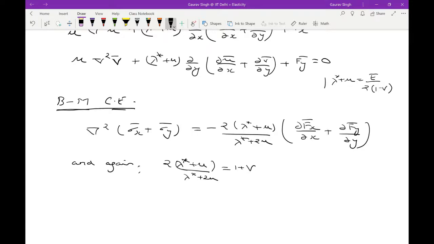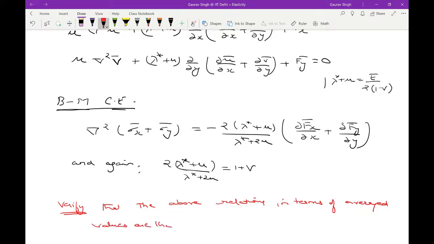What you would notice is that, verify that the above relations in terms of averaged values are the same as the original plane stress.